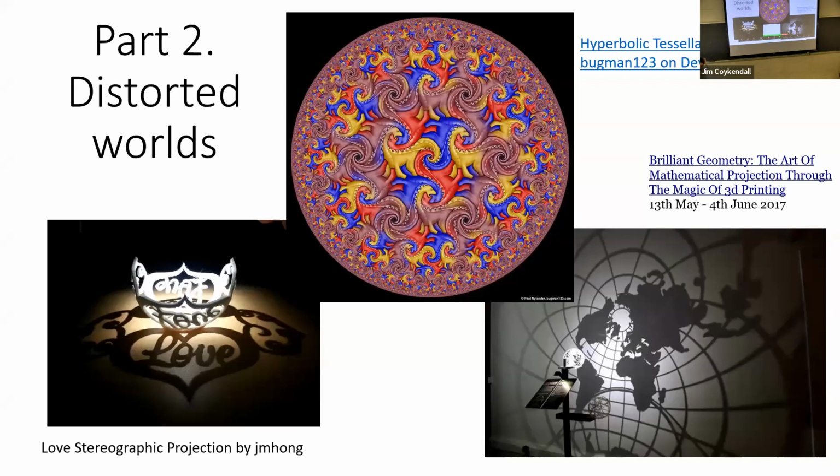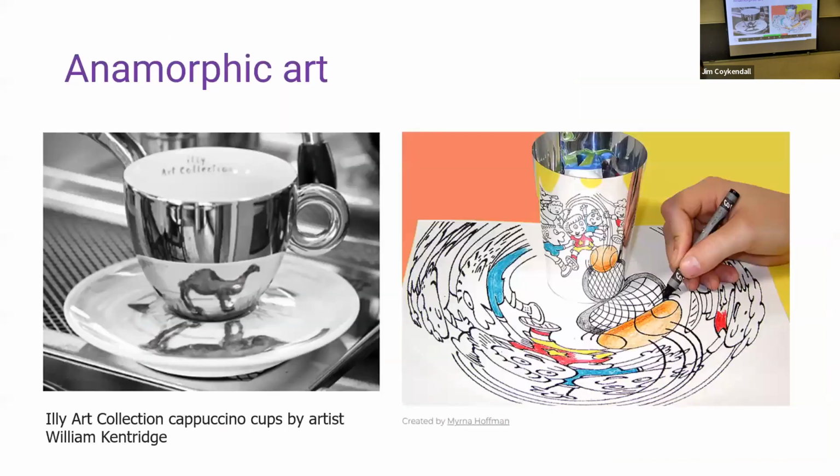Next, I will talk about the distorted world. This distorted world, if you use mathematics, will be non-Euclidean geometry. The first one is anamorphic art. It occurred a long time ago. People know how to do this.